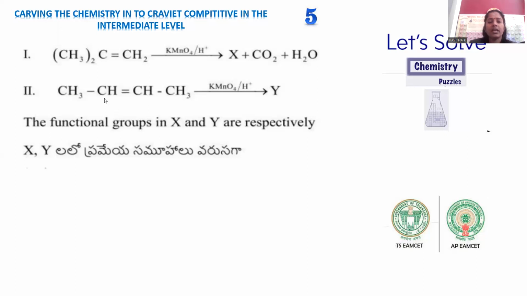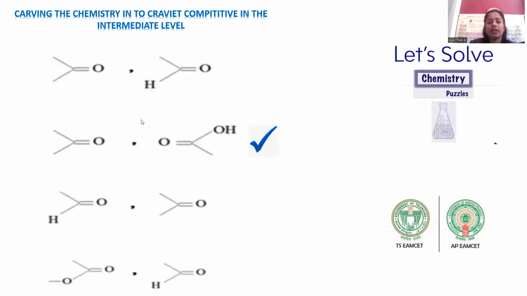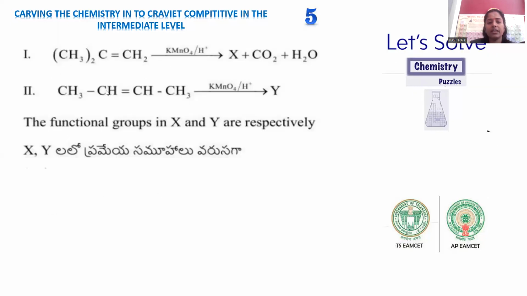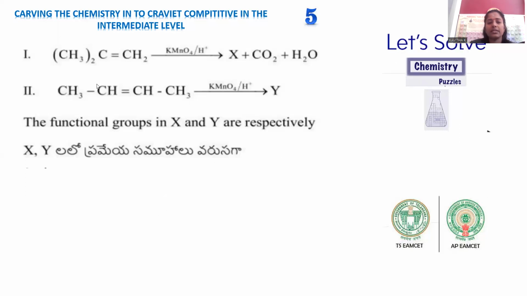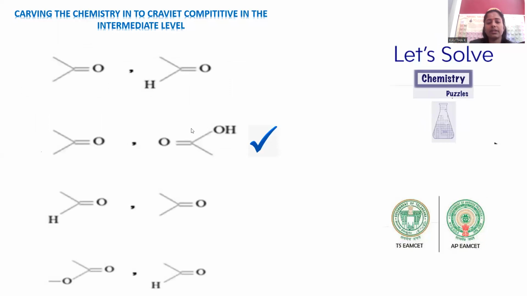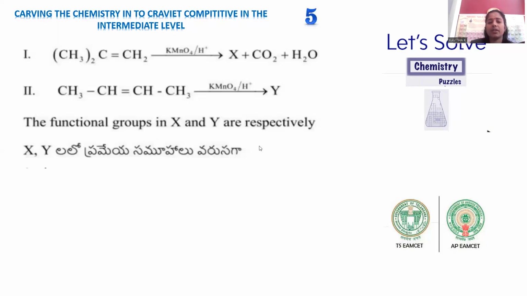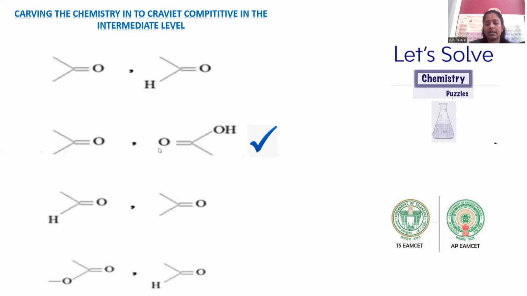That's why both the carbons are converted into carboxylic acids only. Wherever you are cleaving, there you can find carboxylic acid, so that you will get acetic acid. So this will become an acetic acid part. This also becomes an acetic acid part, so that 2 moles of acetic acid will be generated. That is given in option number 2. One is acetone X, one is acetic acid Y. So for question number 5, option number 2 will be the correct answer.